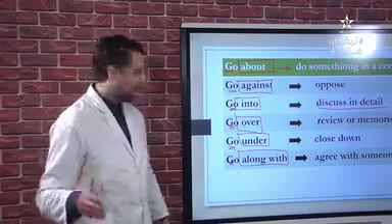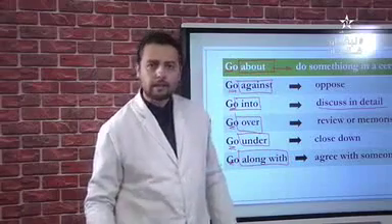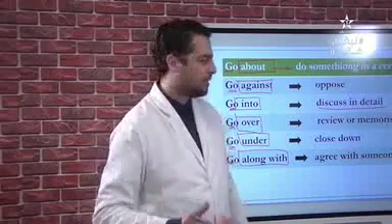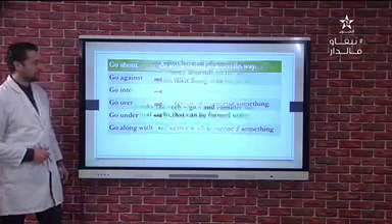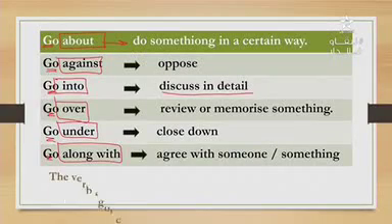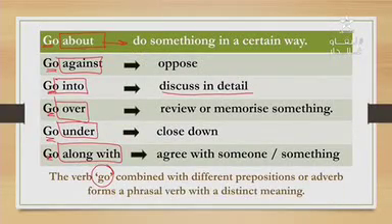So we have here to go under means to close down, and to go along with means to agree with something or with someone, which means to have the same opinion, to have the same points, the shared ones. All right then. So as you can see, the verb go combined with different prepositions or adverbs forms a phrasal verb with distinct meaning, which means they give us meanings which are completely different from each other. For example, to go about is different from to go against, and so on and so forth.